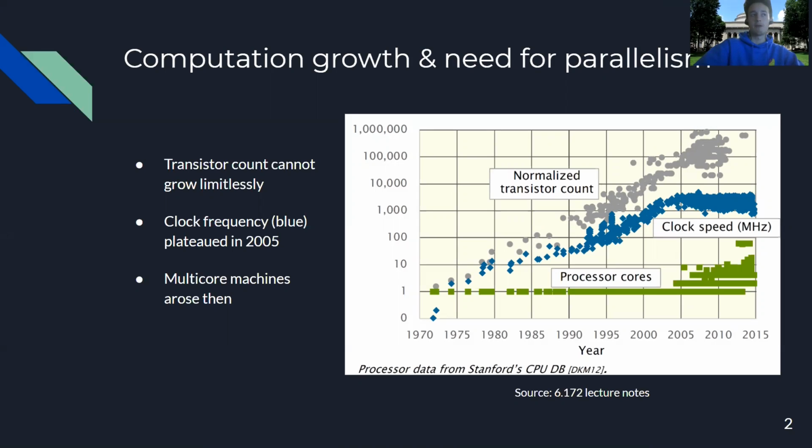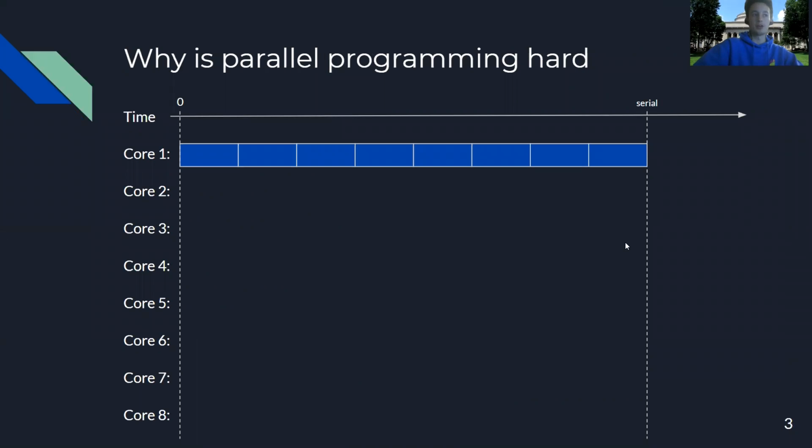Think of it this way. If we can't execute code faster, we need to either split it in between multiple processors or reduce the size of our code. Indeed, the number of processor cores started growing around the same time. Unfortunately, parallel programming is hard.